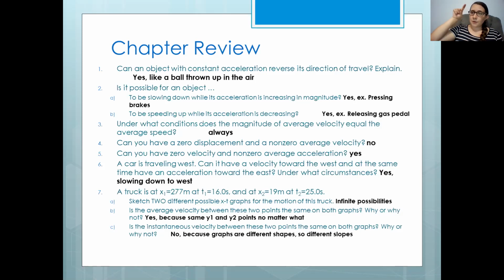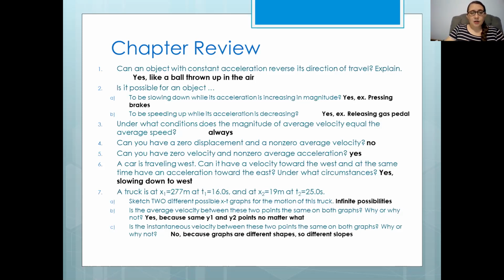And at the moment the ball reaches its peak and is about to start coming back down, it is momentarily stopped. The velocity is going from positive to negative. And if you think about a number line in your head, in order to go from the positive side of the number line to the negative side, you have to pass through zero. So whenever something is changing direction, it will be momentarily stopped at that instant. But the acceleration does not need to be zero.